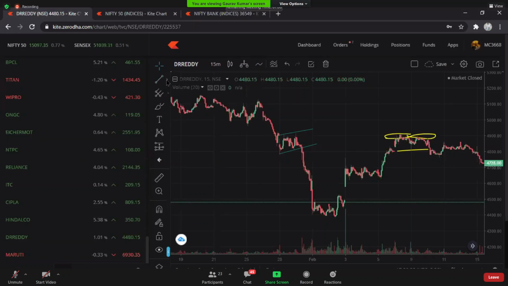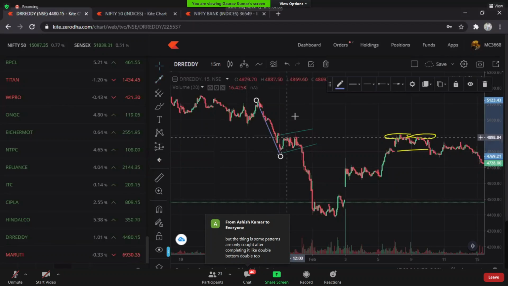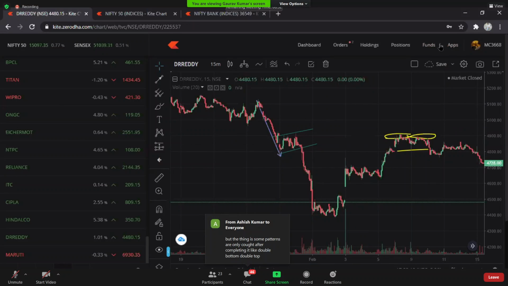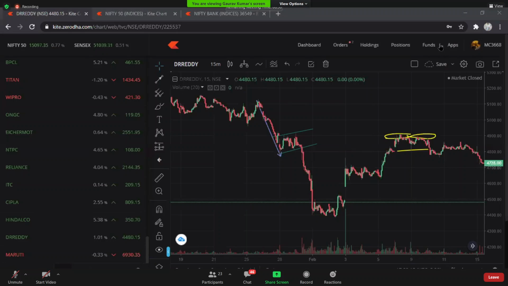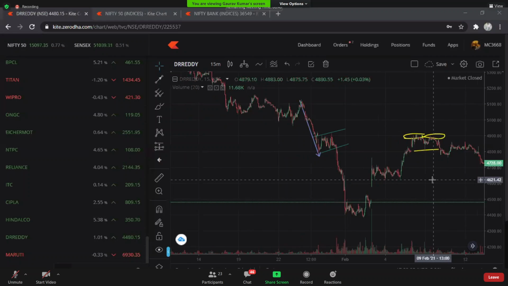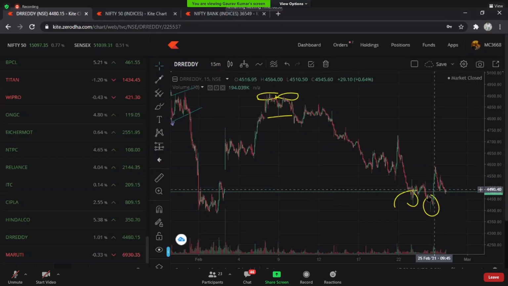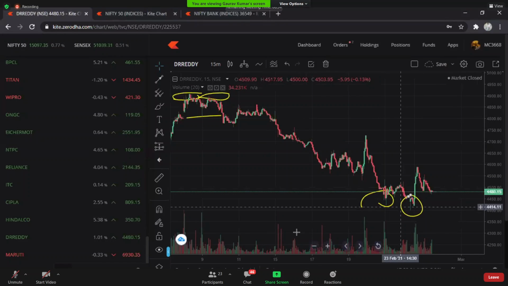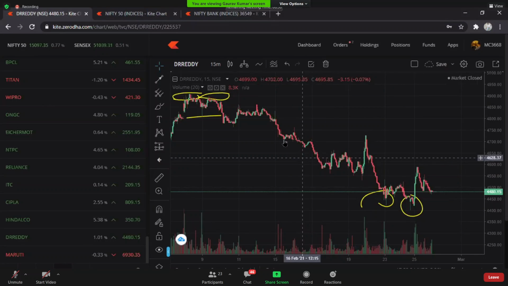And one thing you must be noticing, I don't know if you're noticing or not, but let me tell you this thing. I don't miss out wicks. I connect only wicks to wicks, and I don't cut many wicks. But some patterns are only caught after completing them, like double bottom, double top. I had analyzed this yesterday, and this was in my watch list for today as well. If you want, I can show you the analysis. Just hold on, I'll show you that.